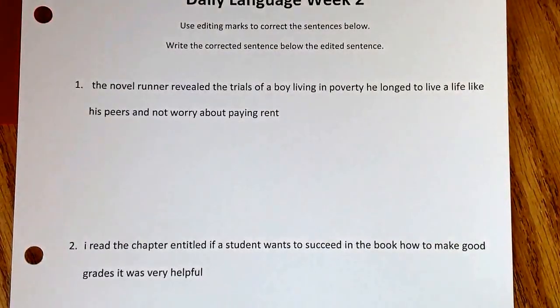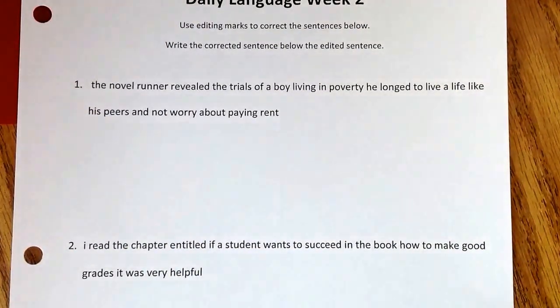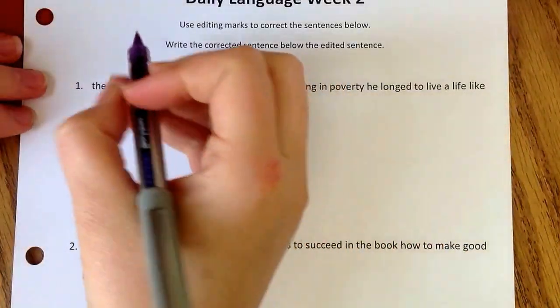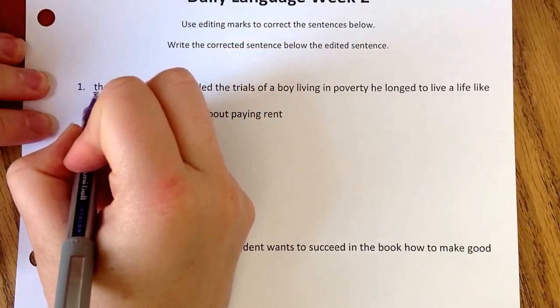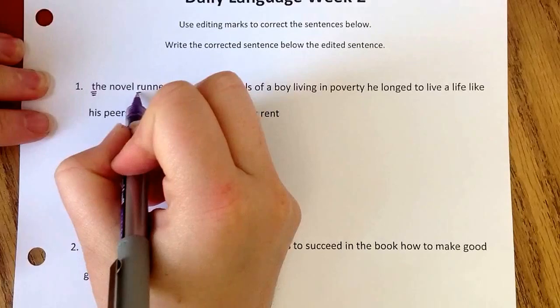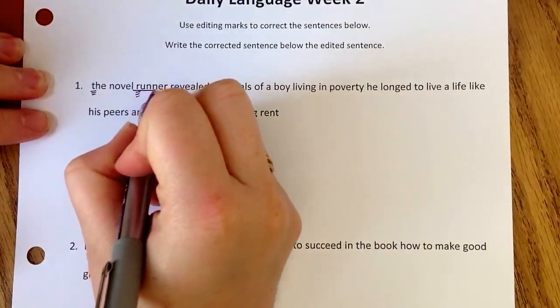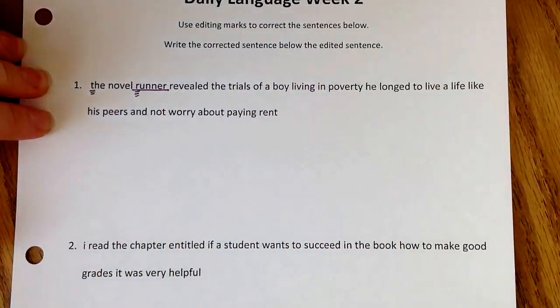We're going to go over Daily Language Week 2 really quickly. Let's start with number 1. At the beginning of number 1, we have to capitalize "The" because it's the first word in the sentence. Then we're going to capitalize Runner and underline it because it's the title of the novel.